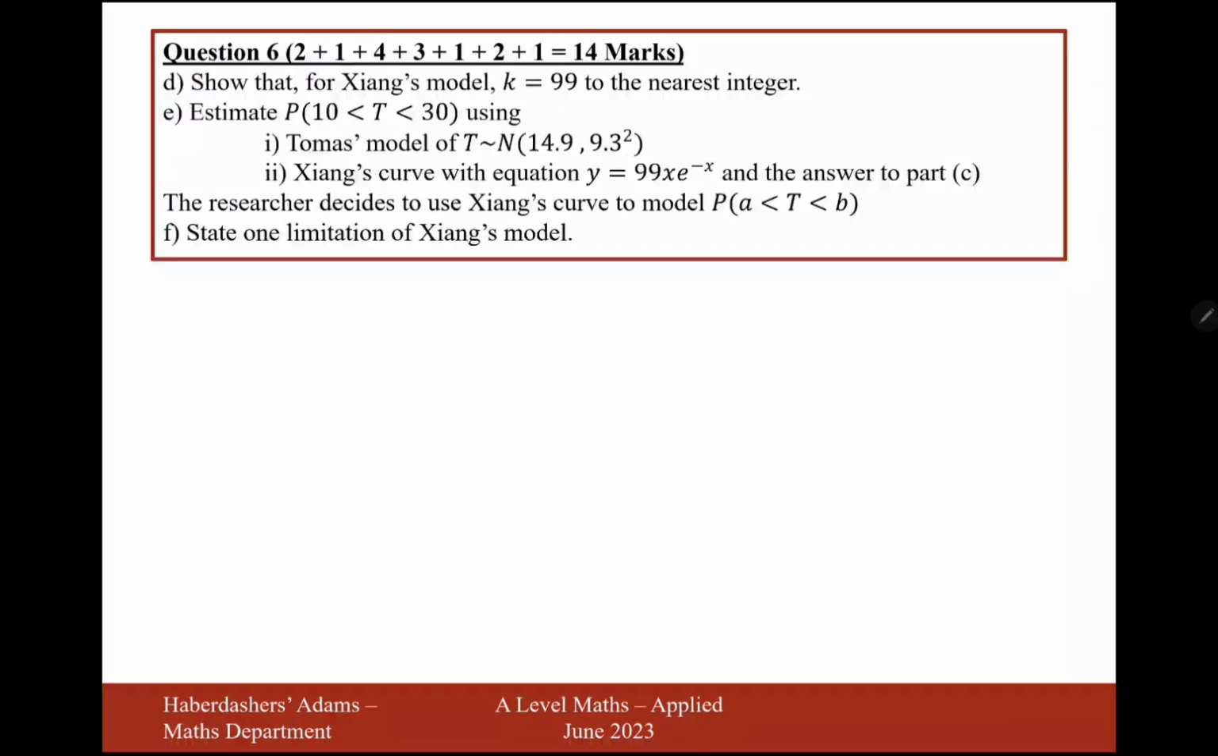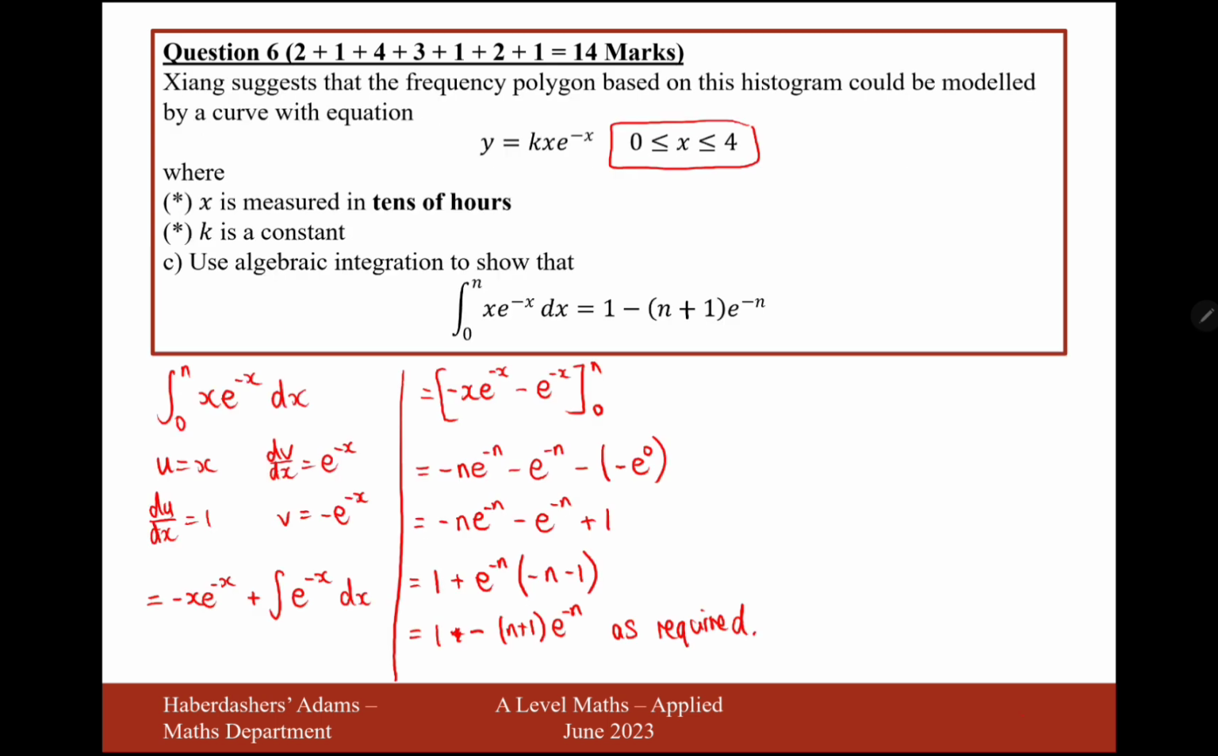Fantastic, excellent. So show that for Zhang's model, k equals 99 to the nearest integer. Let's write down what we've just done in part C. We've shown that the integral of x times e to the minus x between n and 0 is equal to 1 minus (n plus 1) e to the minus n. So let's go back to what Zhang has suggested.